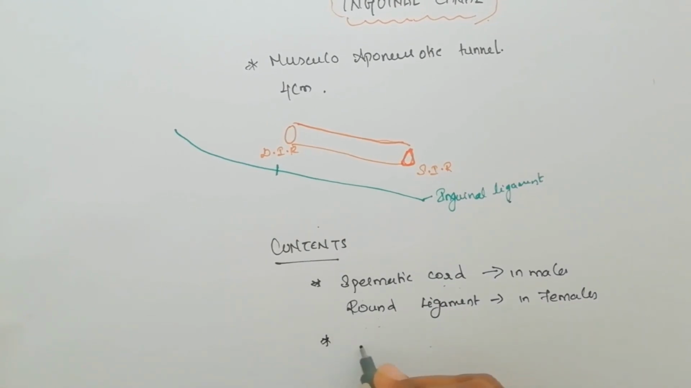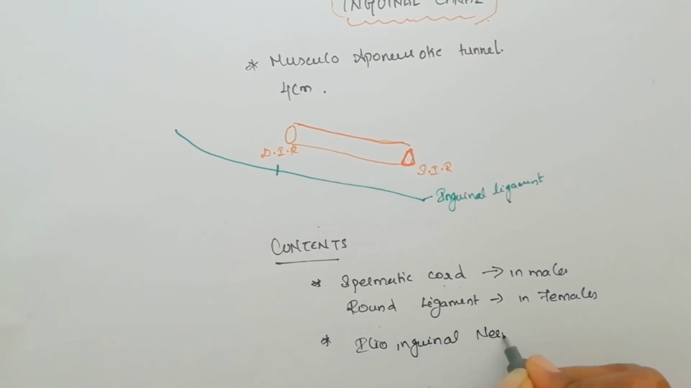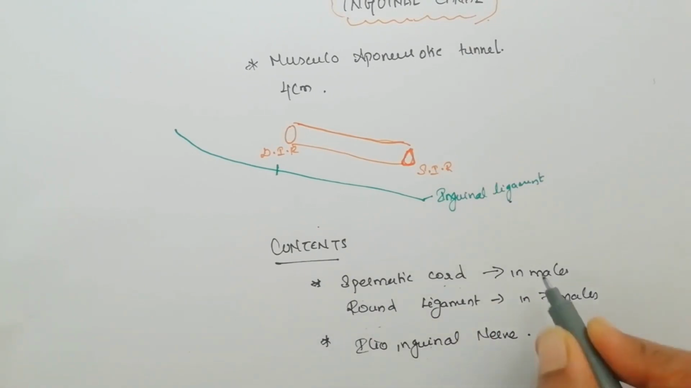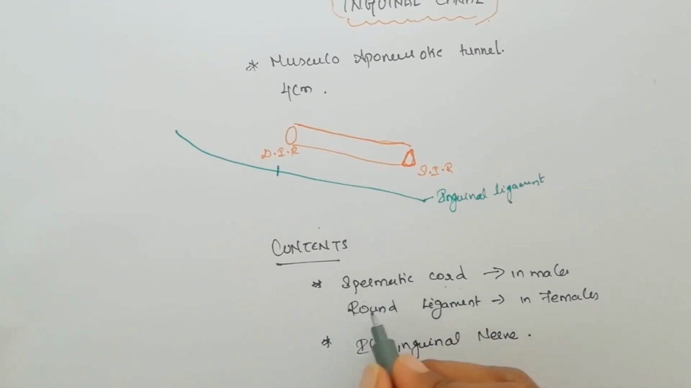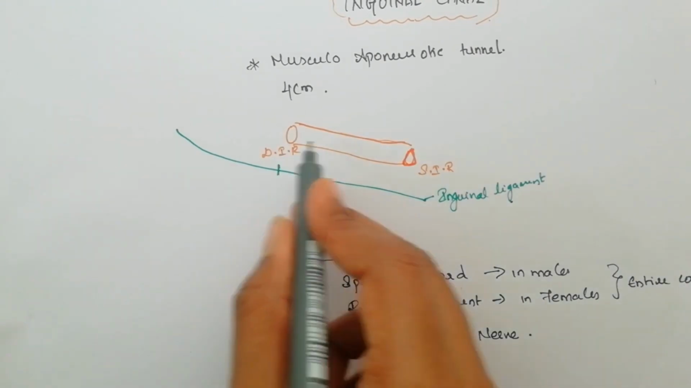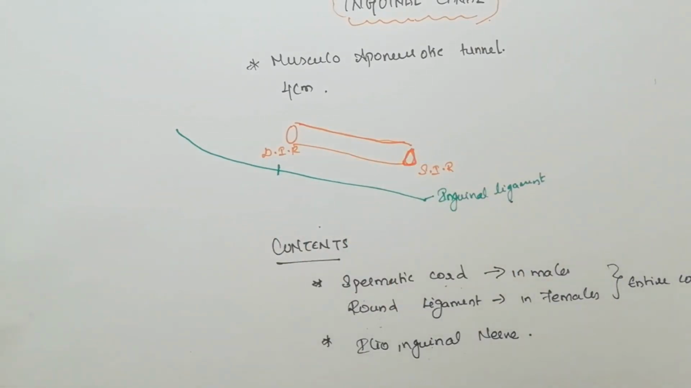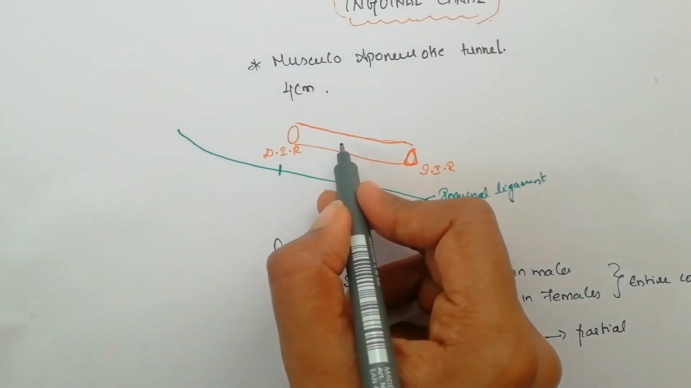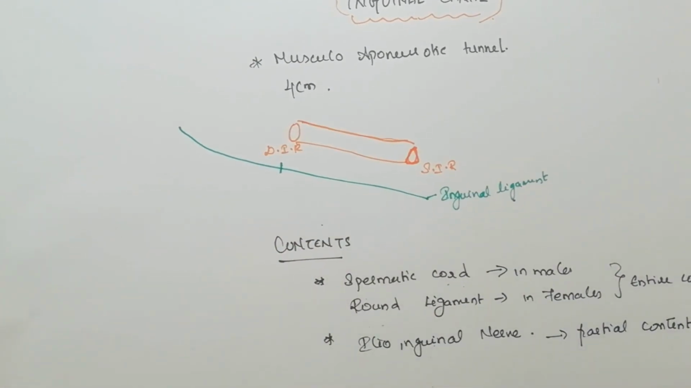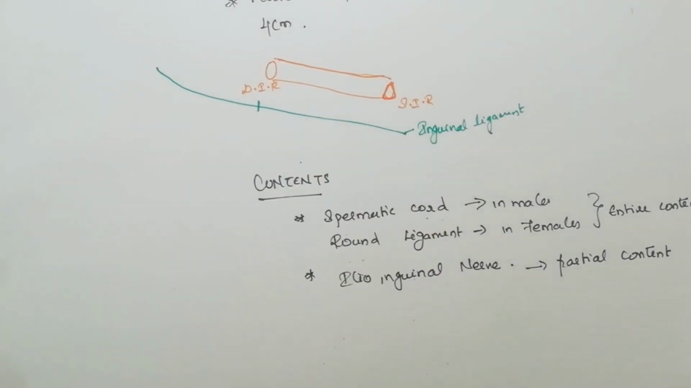And one more content present here is a nerve called the ilioinguinal nerve. Among the two contents, this is seen in both males and females. Now the spermatic cord or round ligament is seen as an entire content, passing through the whole of the canal from the deep inguinal ring to the superficial inguinal ring. The ilioinguinal nerve is seen as a partial content. It pierces the inguinal canal in the middle part, and then it is seen in the medial aspect alone. So it is considered a partial content. These are the two major contents of the inguinal canal.